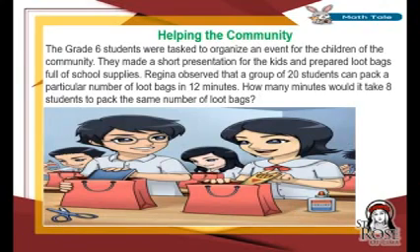Regina observed that a group of 20 students can pack a particular number of loot bags in 12 minutes. How many minutes would it take 8 students to pack the same number of loot bags?